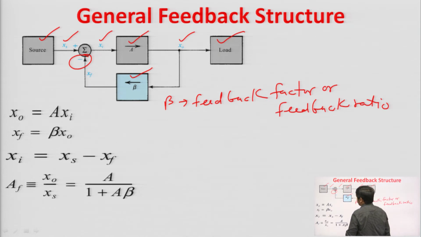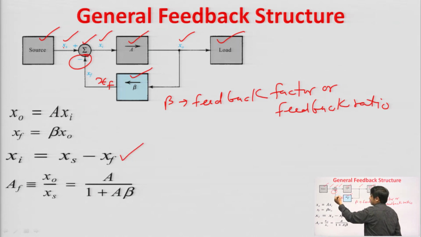Now, see what is happening here. The output of this feedback circuit is Xf. This Xf goes to this mixer. Now, this Xi is generated. What is the value of Xi? It is Xs minus Xf, because of the negative feedback. And what is the value of X naught? X naught is A into Xi because the gain of the amplifier is A.